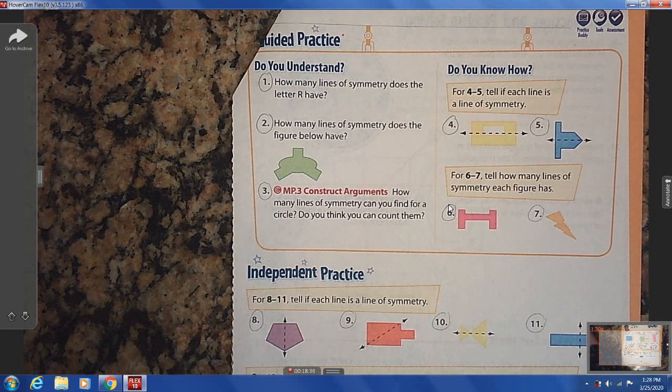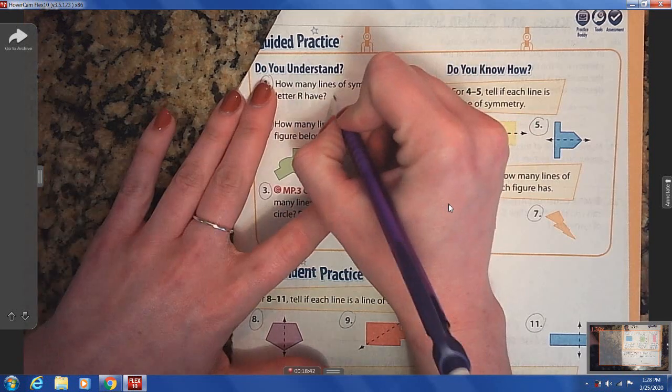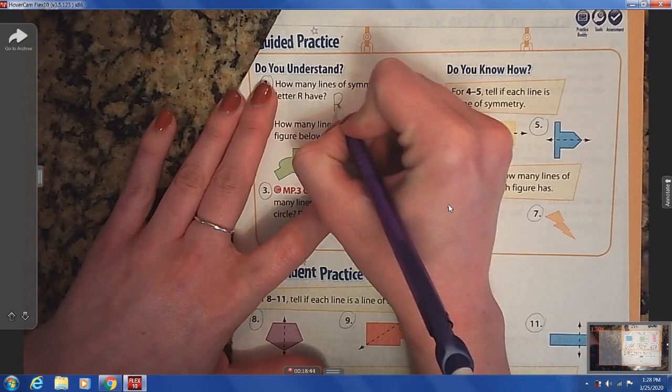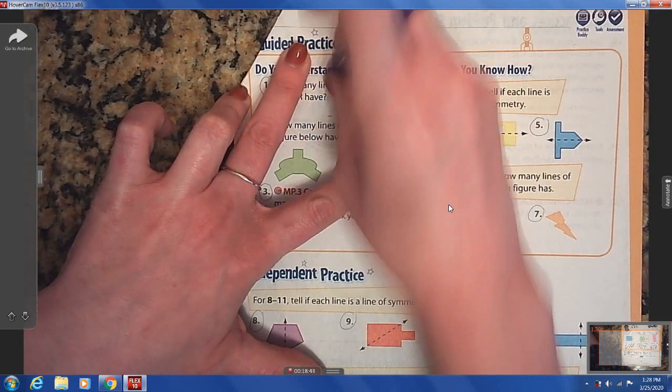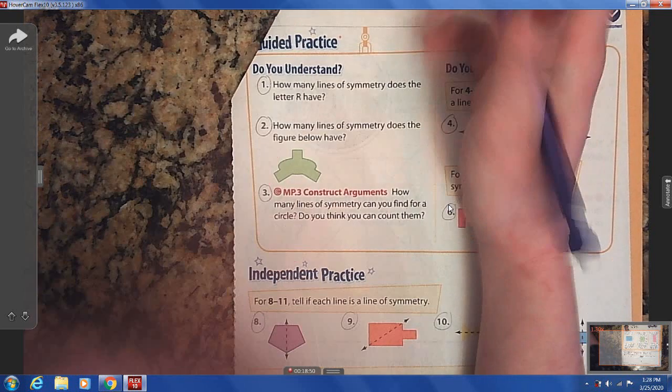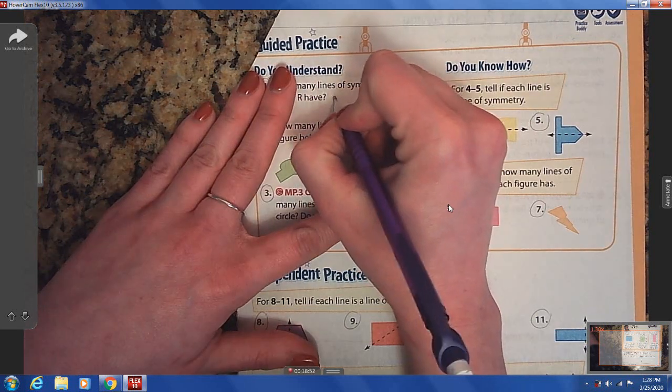Okay, for number 1, how many lines of symmetry does the letter R have? So first, I'm just going to draw it. The thing that's kind of tough about this is everyone draws their letters just slightly different.